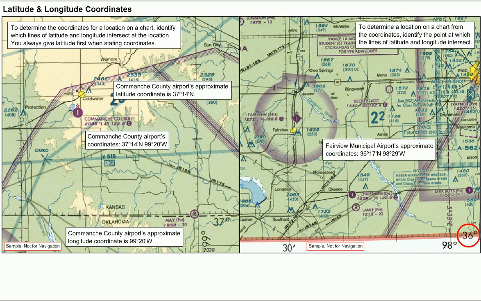First, locate the 36th parallel and move approximately 17 minutes north on the scale. Next, move to the 98th west meridian and count approximately 29 additional minutes west. Located at the intersection of the two coordinates is Fairview Municipal Airport in Oklahoma. The latitude and longitude coordinates for most airports are measured at the official airport location or airport reference point.